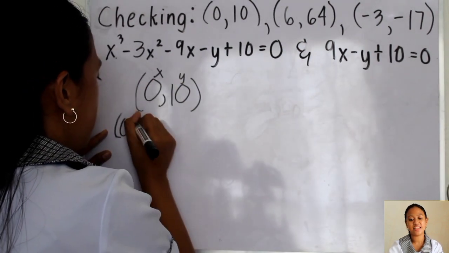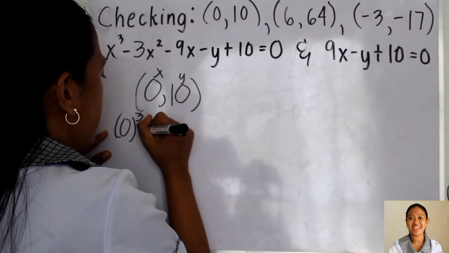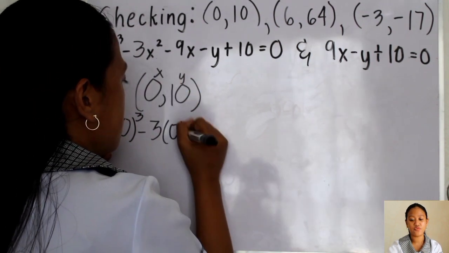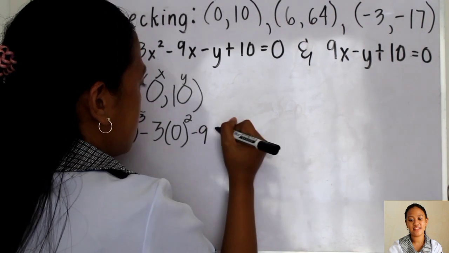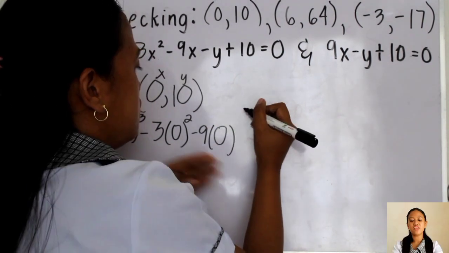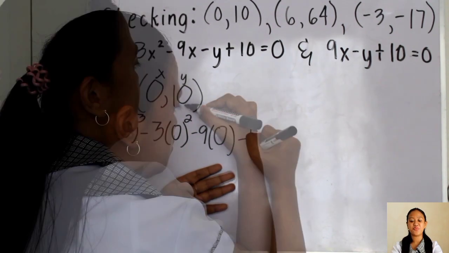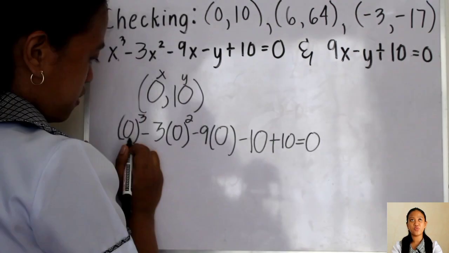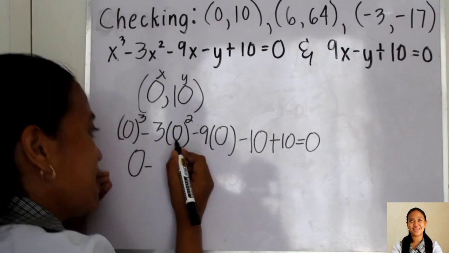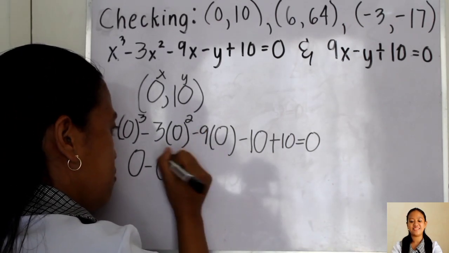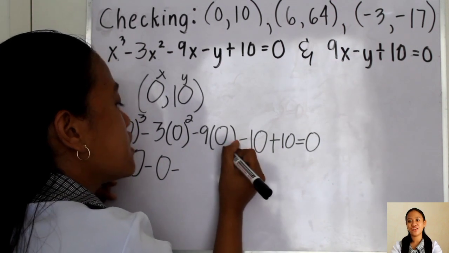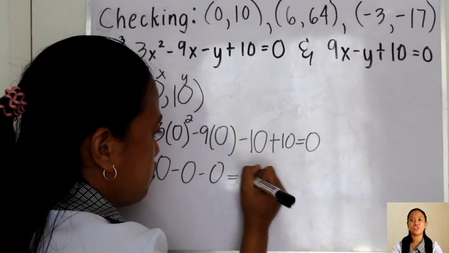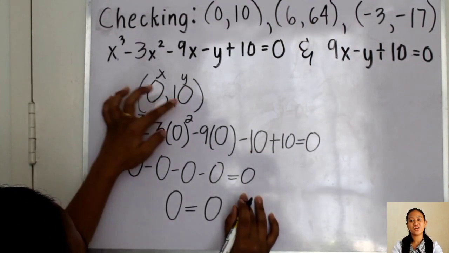Replace the x cubed with 0 cubed, minus, copy 3, and then replace the x with 0 raised to the power of 2, minus 9, replace the x with 0, minus, our y is 10, so it will be replaced with 10, copy plus 10 is equal to 0. 0 to the power of 3 is 0, minus 3 times 0 to the power of 2 is 0, minus 9 times 0 is still equal to 0, minus 10 plus 10, so it is all equal to 0. So the solution set of 0 and 10 is correct.